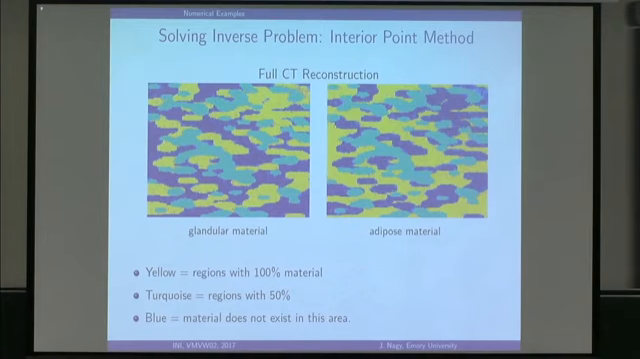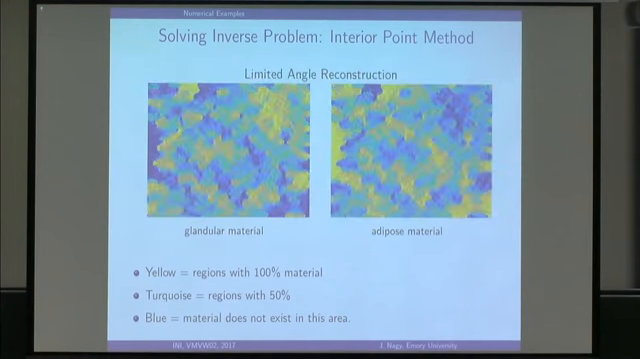Now full CT is a little bit easier than limited angle, so if I just go to plus or minus 45 degrees, I don't expect to do as well. And so you can see that that's true. And you should expect not to see so well.